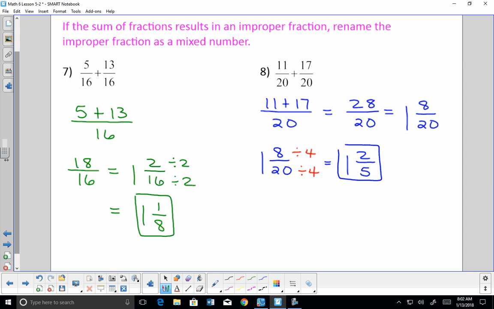So if ever you're working with fractions and you get an improper fraction as an answer, you must change it back into a mixed number. Otherwise, it's not considered to be in simplest form.